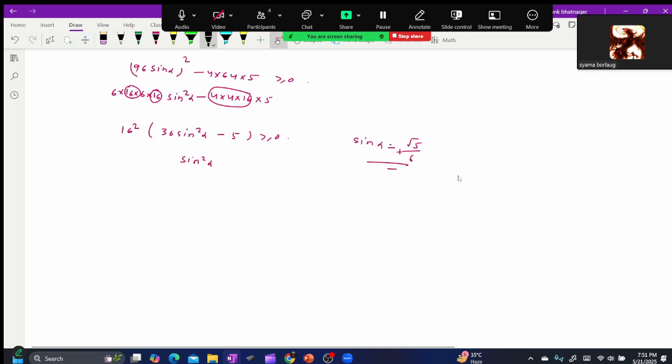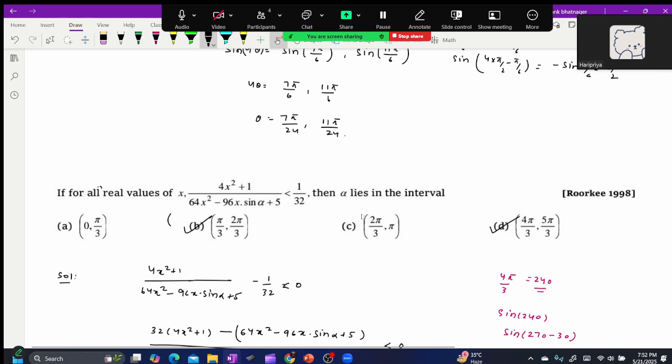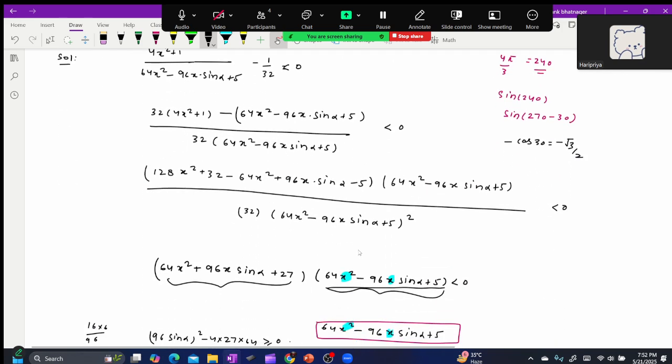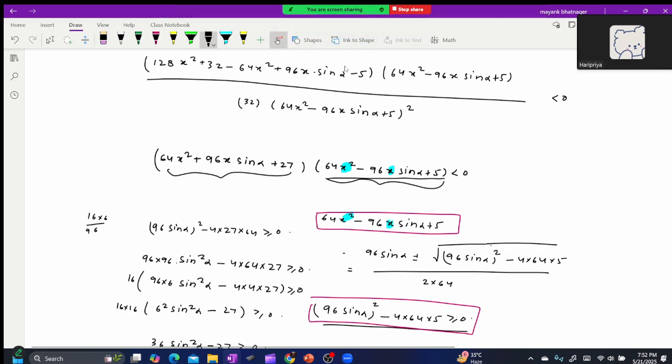Actually, they should have taken more. They could have given more answers, like alpha can be sine inverse root 5 by 6, like that. They did not give, don't worry. You understood now how to solve? This is a simple inequality, but for this inequality to exist, its determinant has to be greater than or equal to 0, because you should have real roots for this.